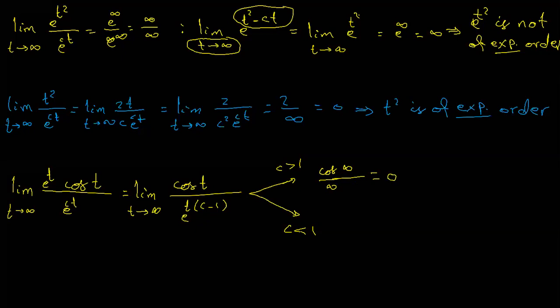What do you think if c is less than 1? So c minus 1 is negative, so your denominator goes to 0. Cosine infinity is a number divided by 0, and a number divided by 0 is infinity. So in this case, yes, it is of exponential order. In this case, no, it isn't of exponential order.